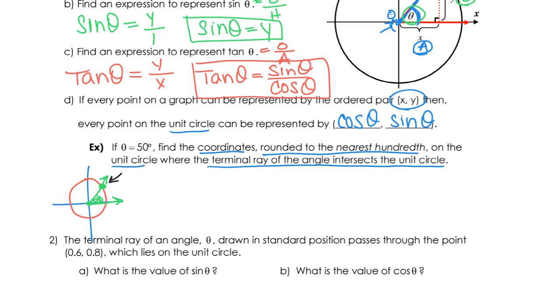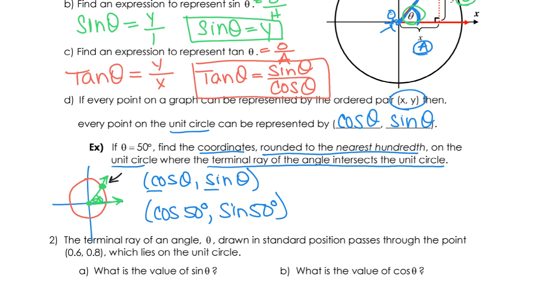In order to find the coordinates, all we have to do is cosine theta, comma, sine theta. They're alphabetical, easy to remember. Because our theta is 50 degrees, all we have to do is replace our thetas with 50 degrees and type them in our calculator. What comes out for cosine of 50 is 0.6427... And sine of 50 typed in our calculator is 0.76604... They said to the nearest hundredth, so that would be 0.64, comma 0.77.